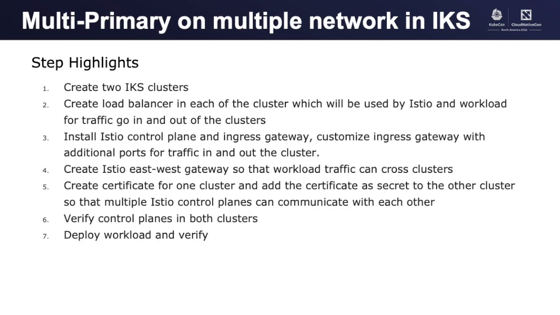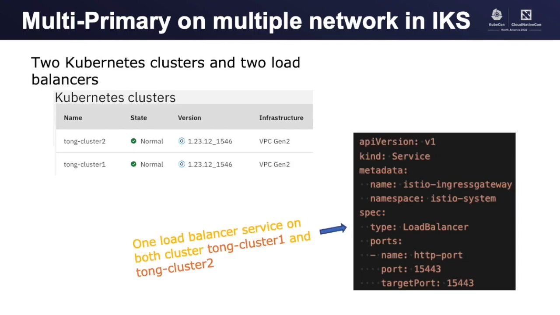Create an Istio east-west gateway so that the workload traffic can cross clusters. Create certificates for each cluster and add that certificate to the other cluster so that multiple control planes can communicate. After that, we can verify the control planes in both clusters, then deploy some test workload and verify. Here we have 2 clusters already created. One is called Tone Cluster 1, the other called Tone Cluster 2. So we're going to use those 2 clusters to demonstrate how we can do multi-primary on multiple networks.